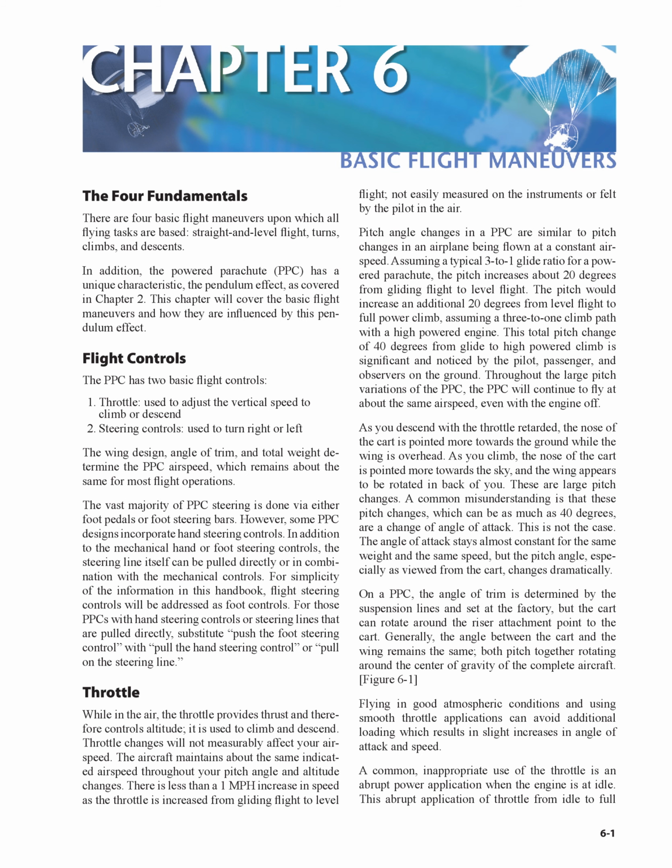Pitch angle changes in a PPC are similar to pitch changes in an airplane being flown at a constant airspeed. Assuming a typical 3:1 glide ratio for a powered parachute, the pitch increases about 20 degrees from gliding flight to level flight. The pitch would increase an additional 20 degrees from level flight to full power climb, assuming a 3:1 climb path with a high-powered engine. This total pitch change of 40 degrees from glide to high-powered climb is significant and noticed by the pilot, passenger, and observers on the ground.